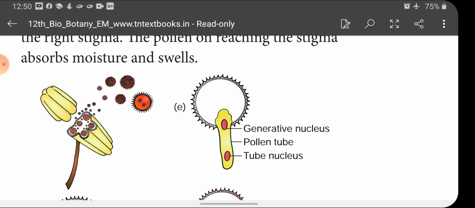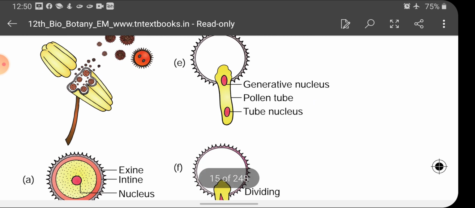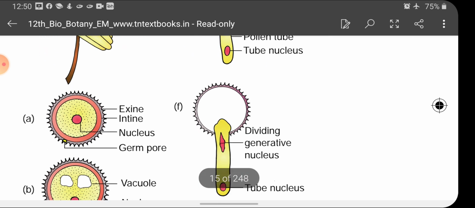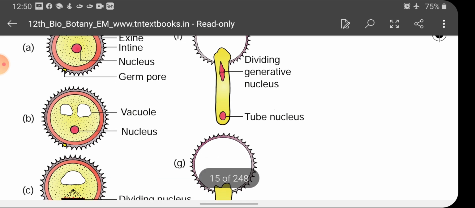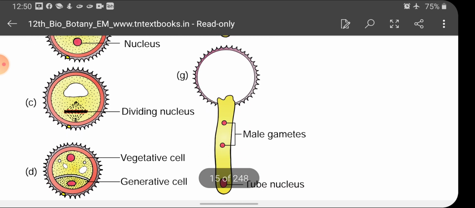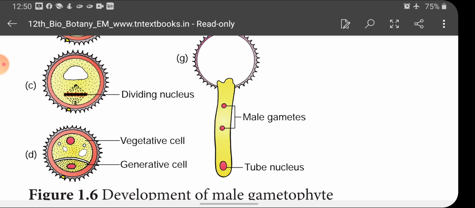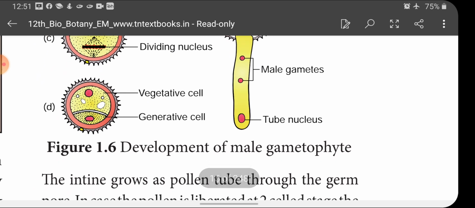As per figure D, in figure E the vegetative cell develops into a pollen tube, and the generative nucleus enters the pollen tube, and the tube nucleus is present at the tip of the pollen tube. In figure F, the generative nucleus undergoes division, and the tube nucleus remains at the tip of the pollen tube. In figure G, the generative nucleus has divided into two male gametes, and one tube nucleus is present at the tip of the pollen tube.